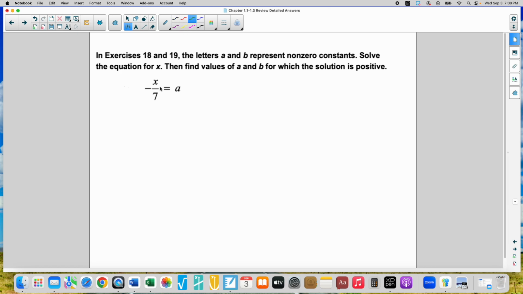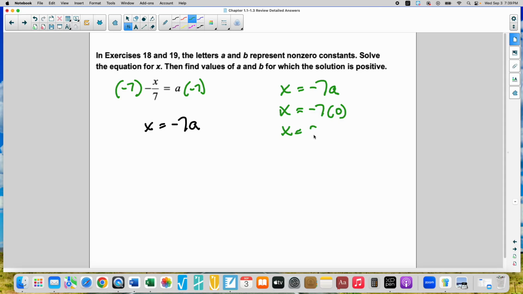Okay, x is being divided by -7. The inverse of dividing by -7 is multiplying by -7. So we get x equals -7a. So what values for a? And we, again, will try a couple. What if we plug in 0? What if a equals 0? Plug in 0 for a, we get x equals 0.